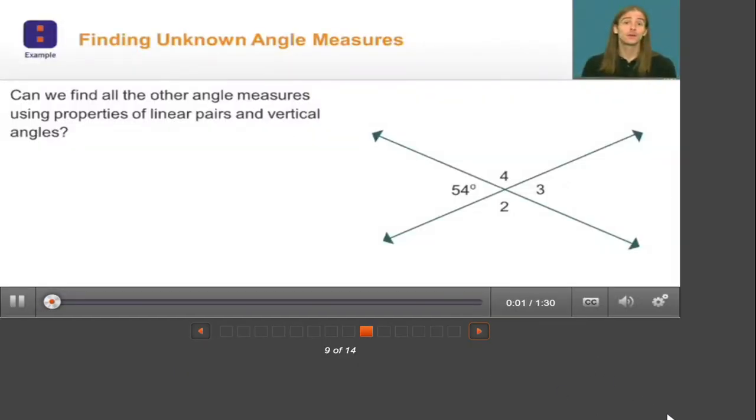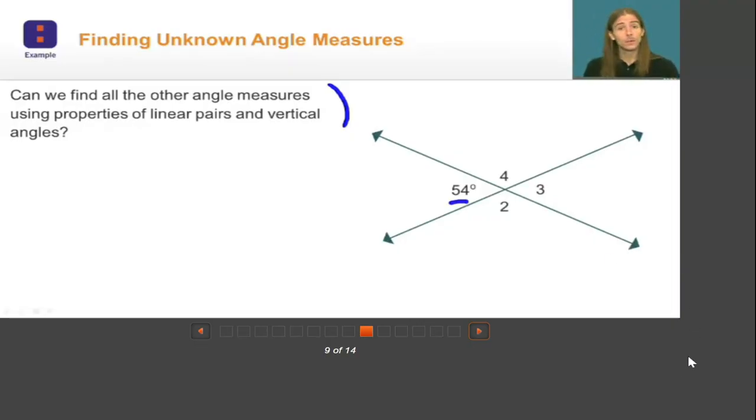The vertical angles theorem can help us to solve some questions. And right here, we're going to answer this question. It asks us, can we find all of the other angle measures using properties of linear pairs and vertical angles? Let's see if we can do it. Here we're given that one of the angles in this diagram has a 54-degree measure. That tells me right off the bat that angle 3 must have a 54-degree measure because it's vertical to that 54-degree angle. And therefore it's congruent, which means their measures must be equal.